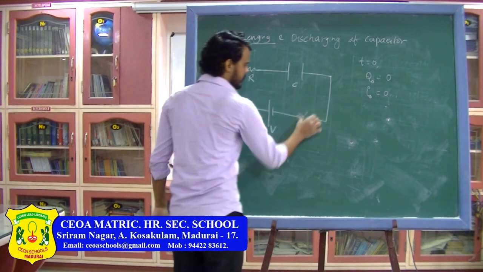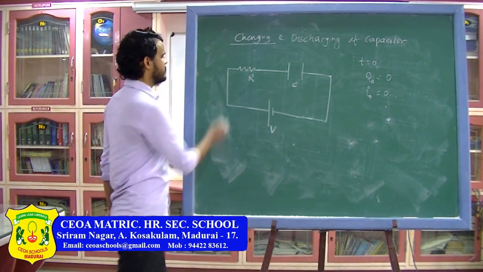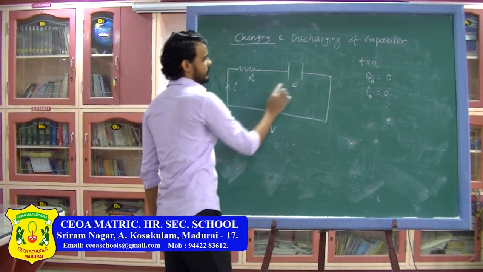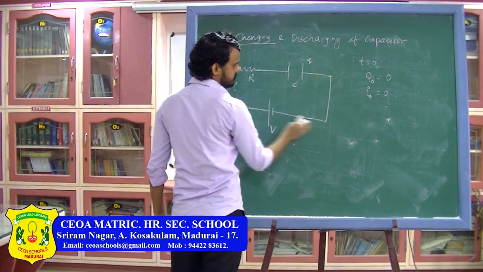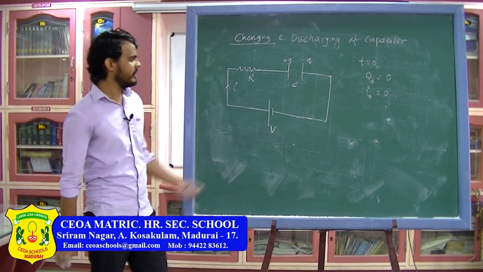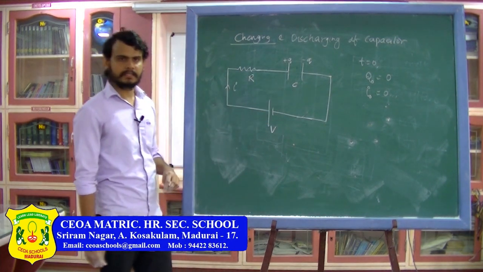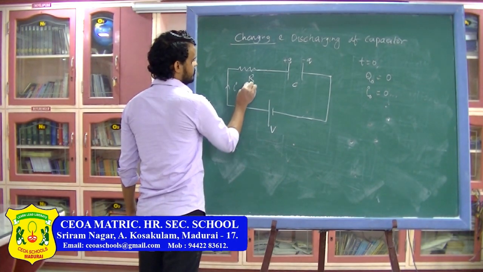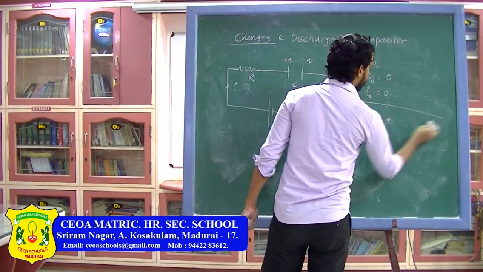Now, if I close this switch, slowly there will be current in the circuit, and slowly the capacitor will get charge. Minus Q charge will flow from here and plus Q charge will be deposited here. Now I can see there is some charge on the capacitor and there is current in the circuit. Similarly, here I can write the potential across the resistance, VR. Now we are talking about any time t.